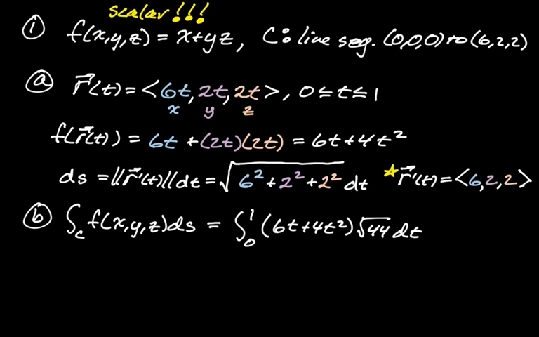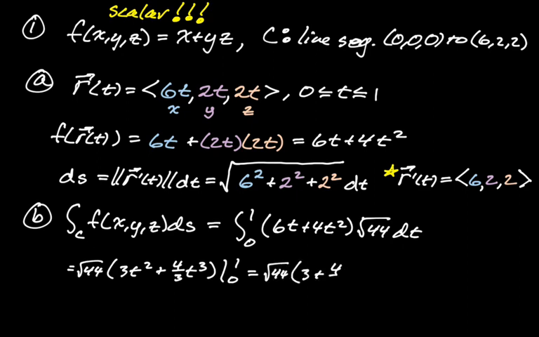That's kind of the beauty of this. So pull out the root 44, reverse the power rule, and then you're going to plug in 1. When you plug in 0, it zeroes everything out. So we are going to end up with root 44 times 3 plus 4/3. I mean, it doesn't look any better, but 13 root 44 over 3. All right, so that's if you are dealing with a scalar field.